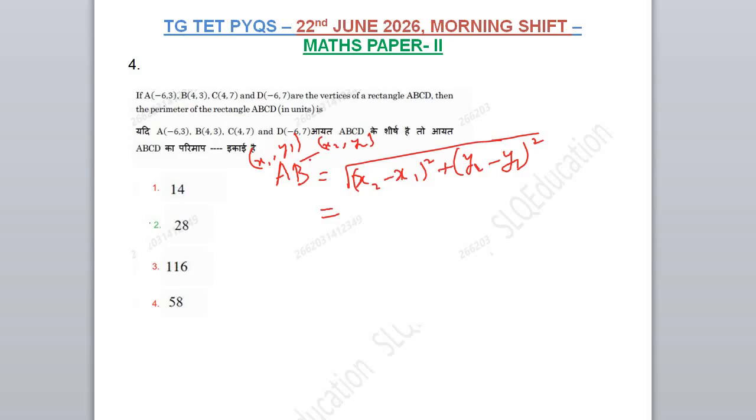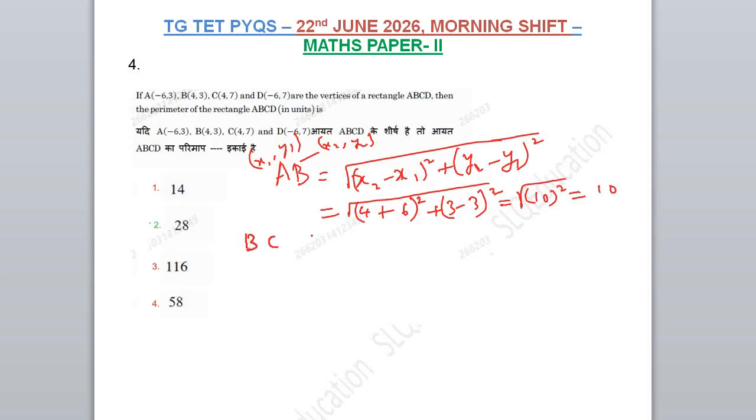So here, x2 is 4 minus x1 which is minus 6, and minus of minus is plus 6, whole square, plus y2 minus y1, that is 3 minus 3 which is 0, whole square. So 4 plus 6 is 10, 10 whole square under the root, means the answer is 10. So the AB length we got is 10.